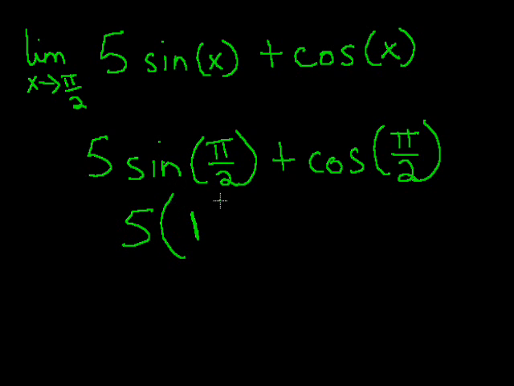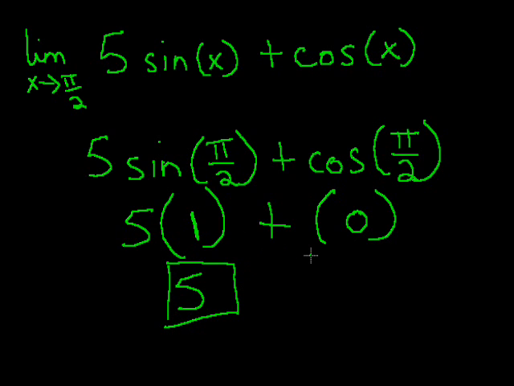So we have 5 times the sine of pi over 2, which is 1, plus the cosine of pi over 2, which is 0. Again, if you don't remember that, you can always just plug it into your calculator. And so 5 times 1 is 5, plus 0 is just 5. So your answer is 5. And that's all there really is to these problems. Later on, like I said before, we'll get to more complicated ones.